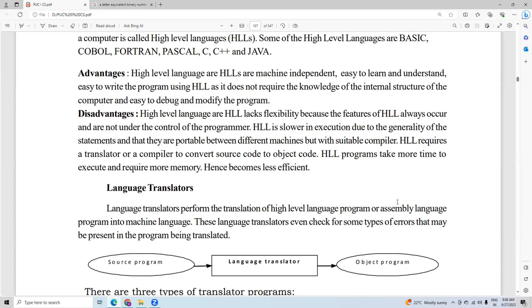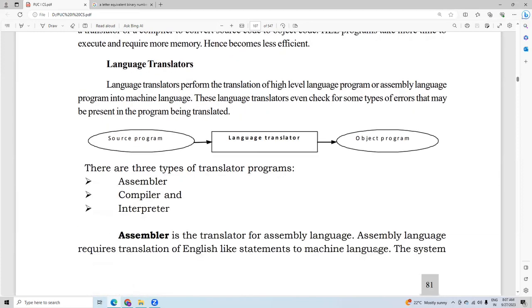High level languages are very flexible, which can be used by everyone. But the problem is what? Here, these are less efficient because translation takes more time. Automatically execution will be very slow. But there is no other way. We have to use these languages.